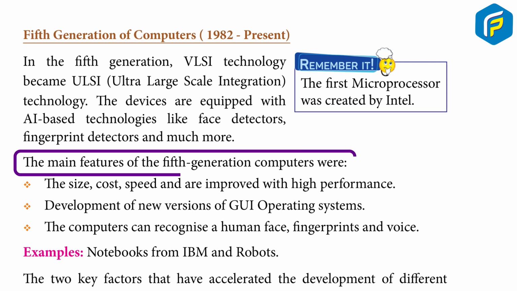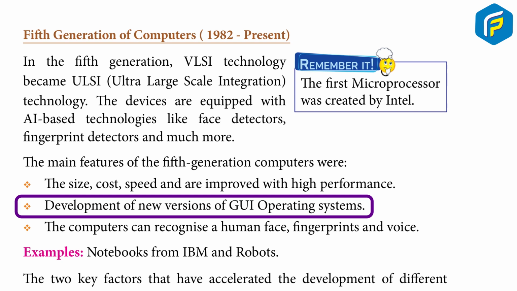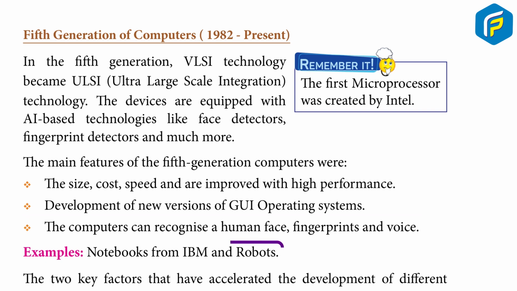The main features of the fifth generation computers were: the size, cost, and speed are improved with high performance. Development of new versions of GUI operating systems. The computers can recognize a human face, fingerprints and voice.